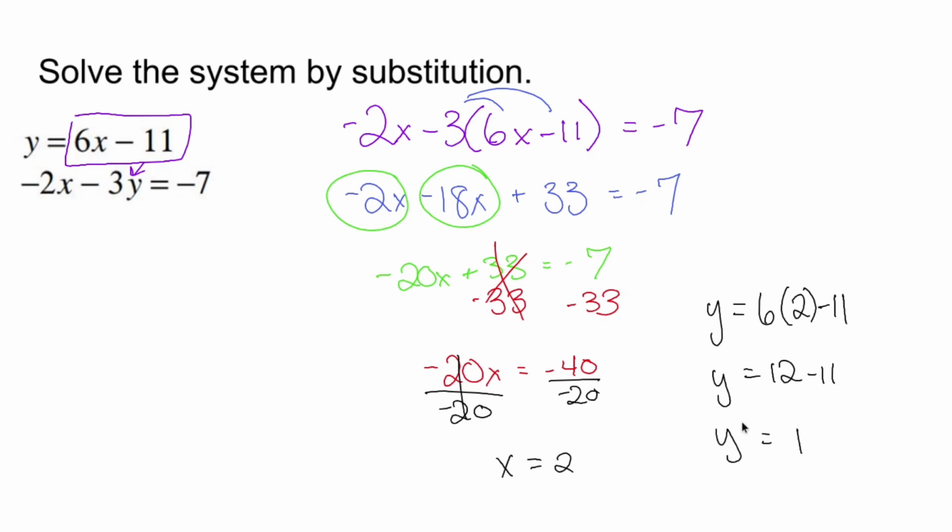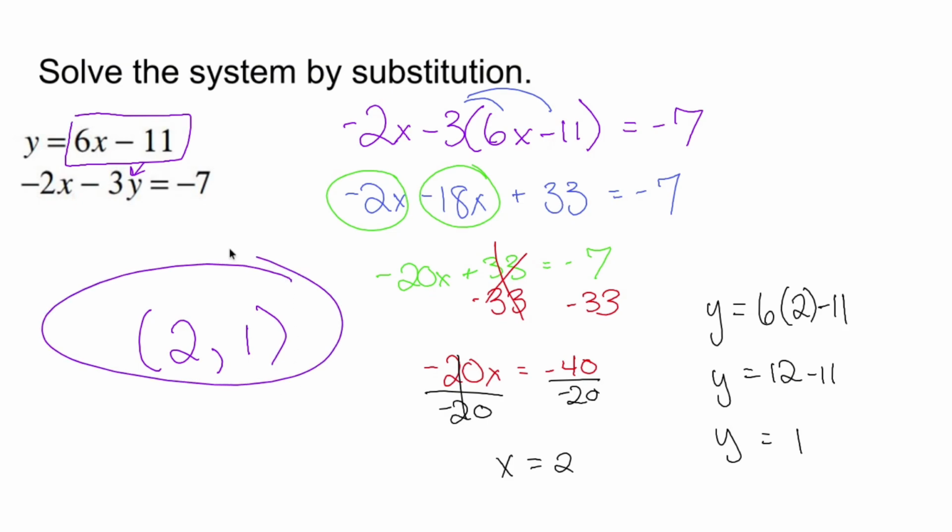Now that I have x is 2 and y is 1, I'm going to get myself a point in the format 2, 1. Now, a solution to a system of equations means if I were to label you x and label you y and plug you into both of these, it's going to work for both of these.